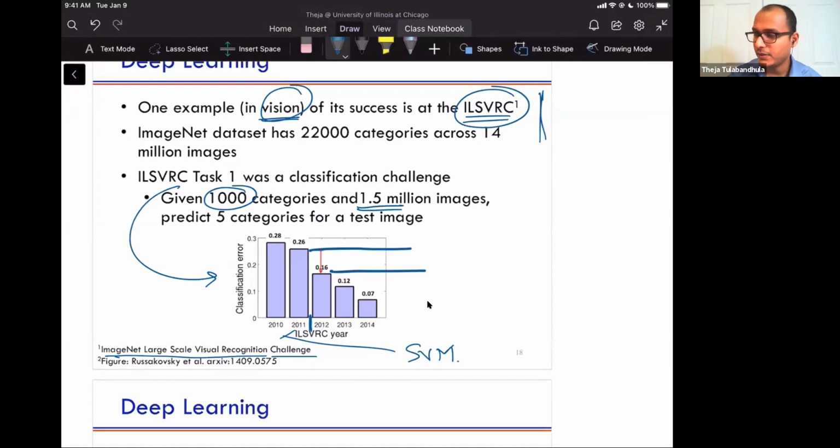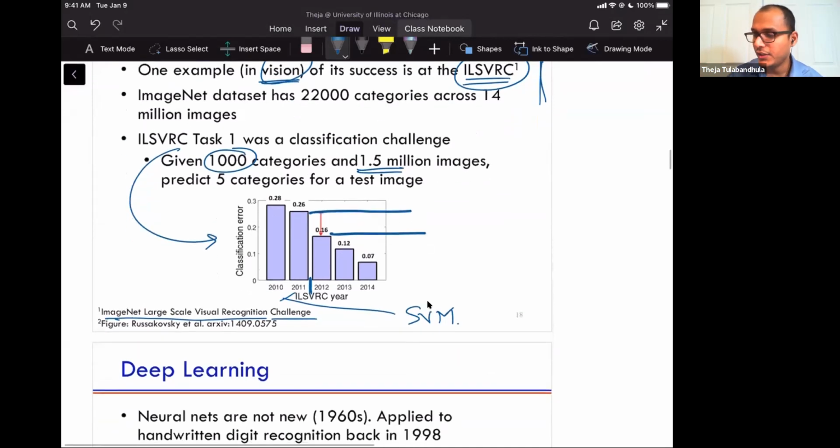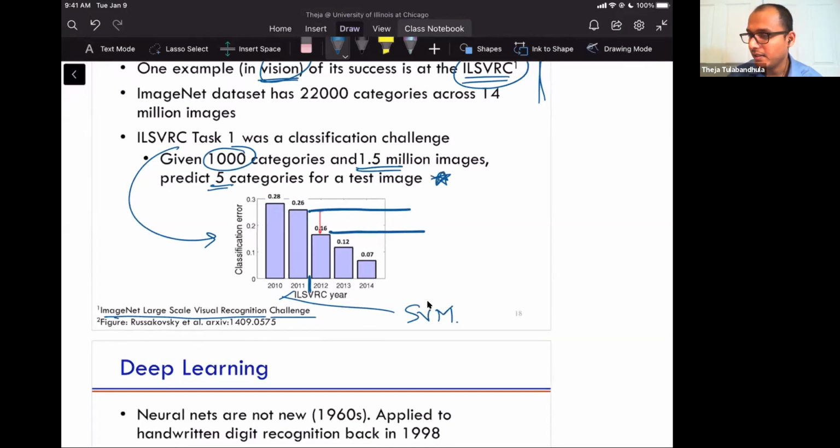There's a slight sub point, which is not critical at this point, that you're not predicting just one class. You see one image and you say, hey, this could be one of these 5 different things. If the image is of a certain breed of dog, as long as you predict 5 things, and as long as one of those 5 things is the same breed of the dog, you are actually good in terms of classification. Okay, that's a minor point though.